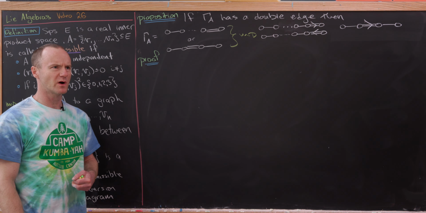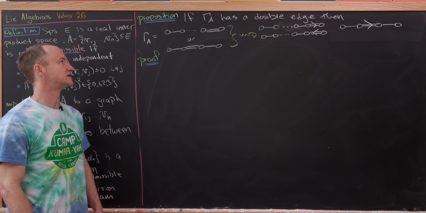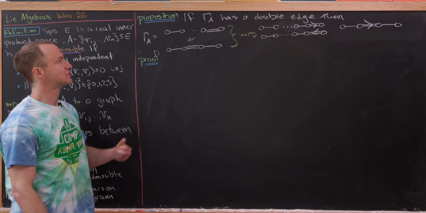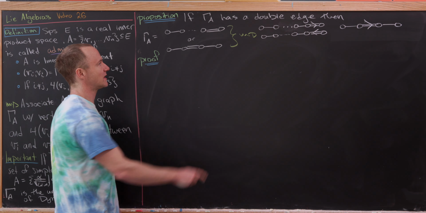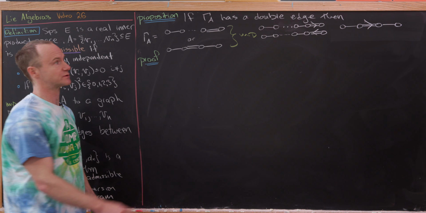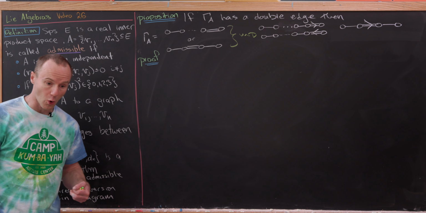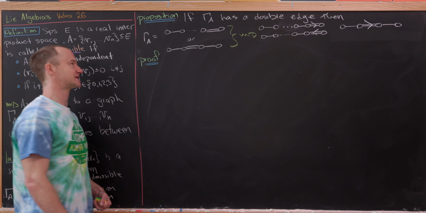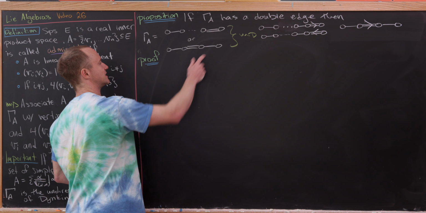Okay, so now we want to classify all possible gamma of A that have double edges. And what we'll see is it's pretty restrictive. So if gamma A has a double edge, then that double edge is at the end of the graph. So in other words, we've got a bunch of single edges and then a double edge at the end. Or it can be in the middle of the graph in only one case. And that is if we've got 4 vertices, a single edge, a double edge, and then a single edge.